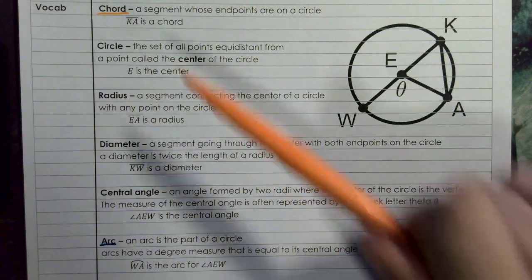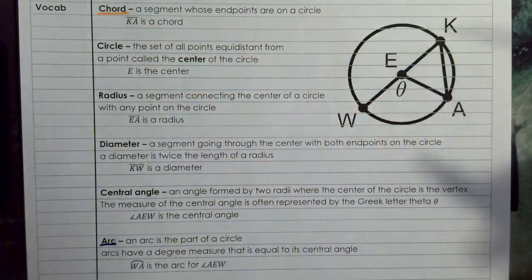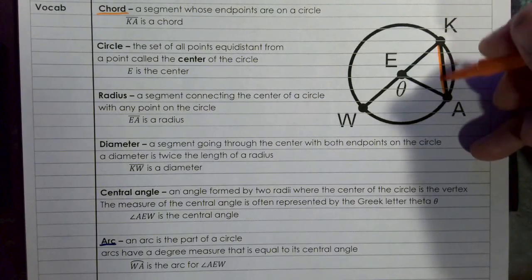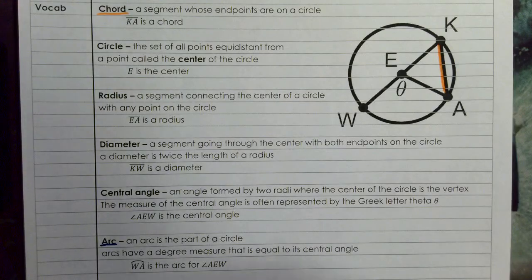Hi, in this video we're going to be talking about chords and arcs. So starting with a chord is something like this, where we go from one point in the circle to another point in the circle. We just have to have endpoints on the circle.